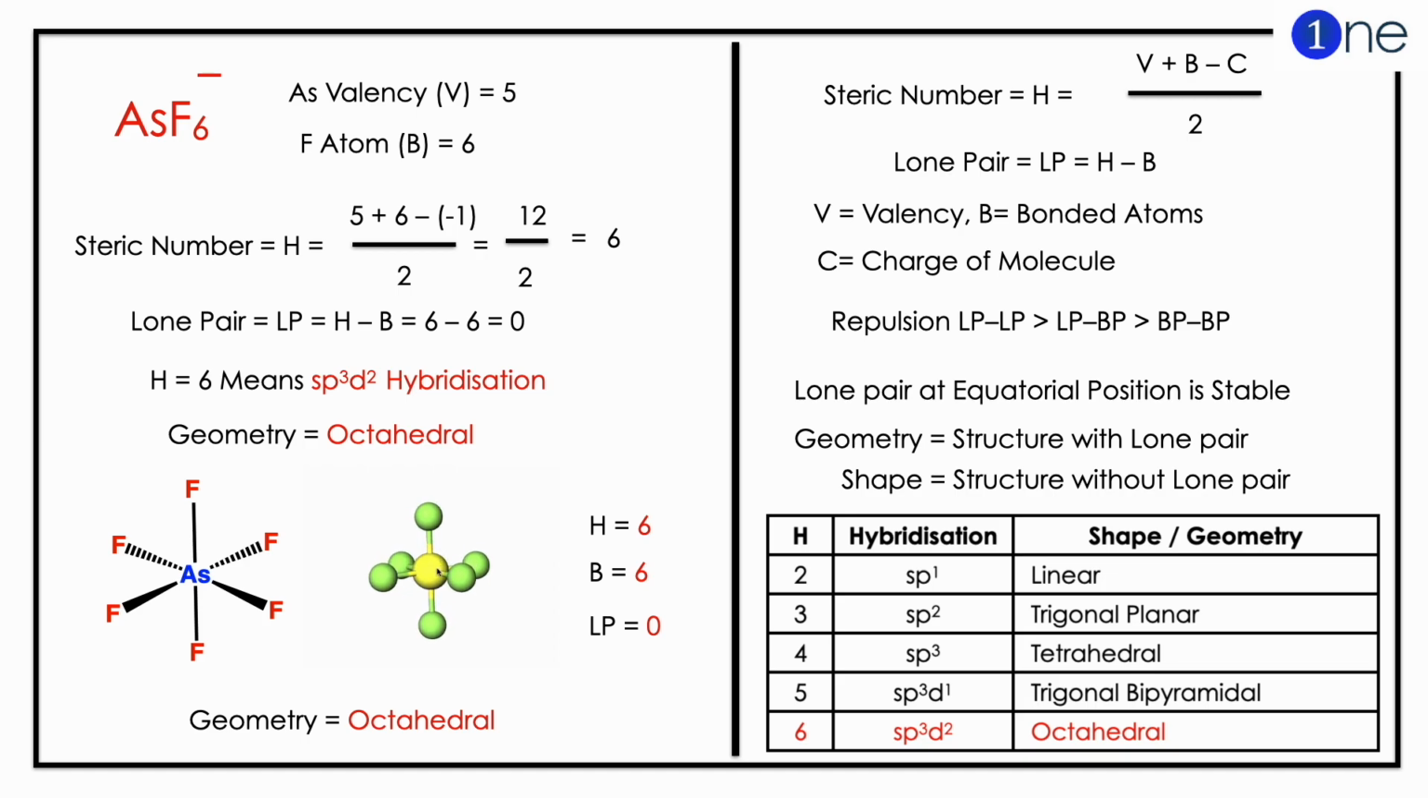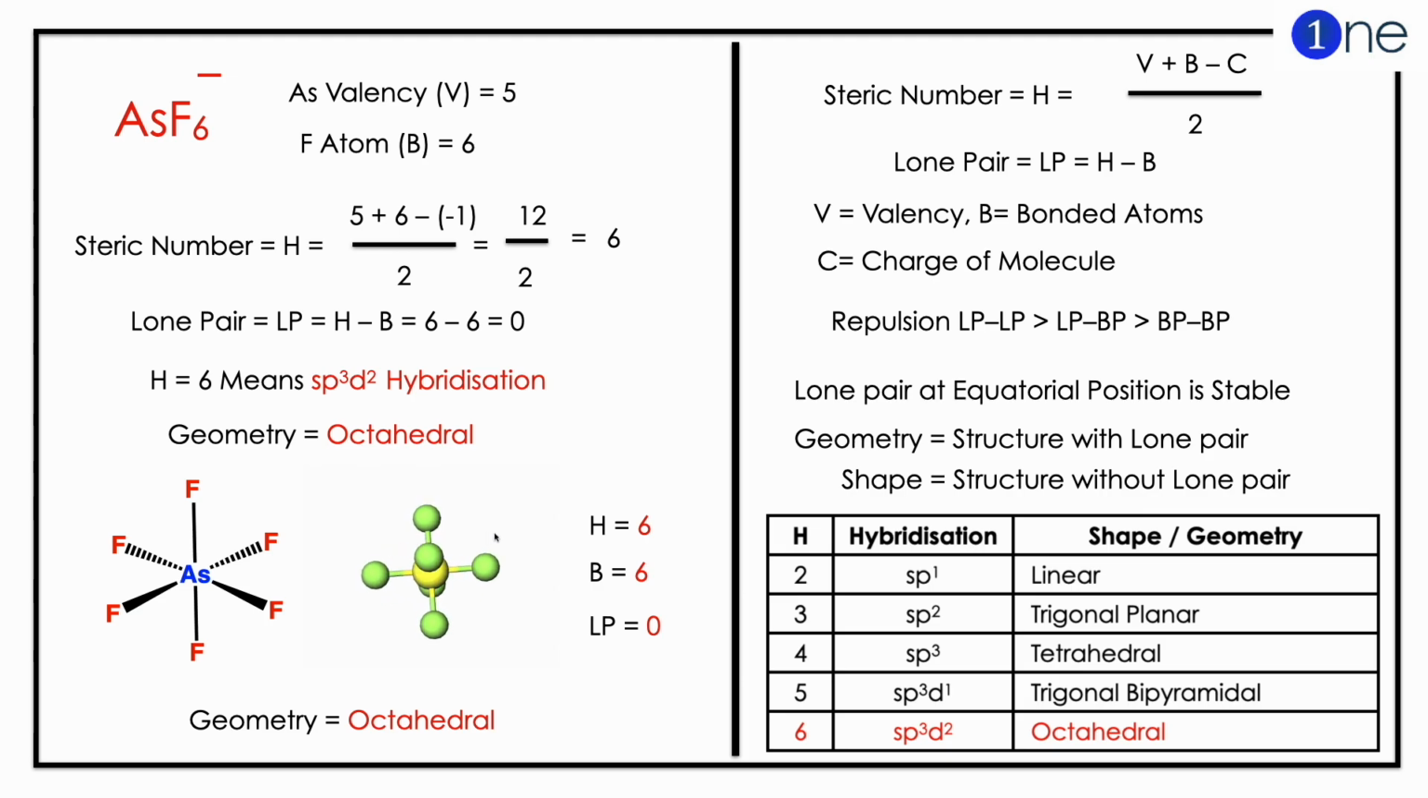To find the hybridization, you should know the steric number, which is H equals (V plus B minus C) divided by 2. So osmium valence is 5, fluorine atoms are 6. If you substitute in the formula with the anion charge, it gives 12 by 2 equals 6. Lone pair will be H minus B, which is 6 minus 6 equals 0. H equals 6 means sp3d2 hybridization, which gives a geometry of octahedral.